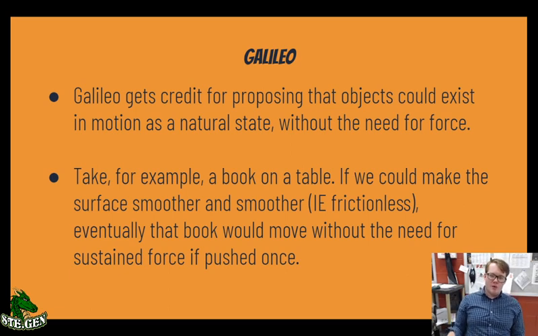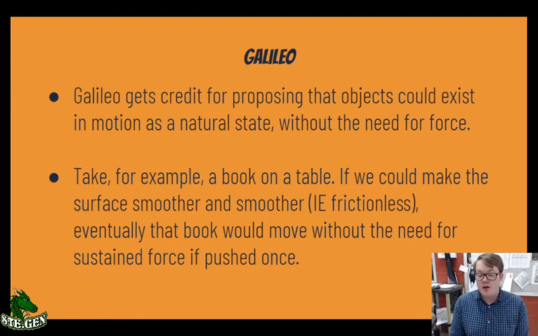Galileo gets credit for proposing that objects could exist in motion as a natural state. He was the first person who really had that idea. Everyone up to that point had mostly said that motion was something that needed to occur or needed to have something imparted to it, and that most things in nature would tend to prefer to be stationary.